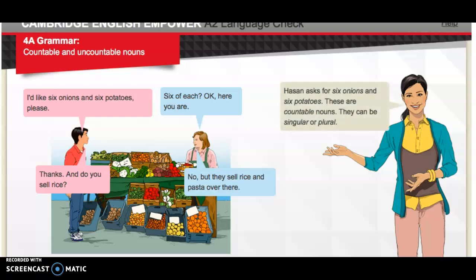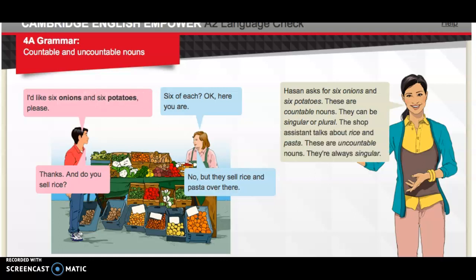Hassan asks for 6 onions and 6 potatoes. These are countable nouns. They can be singular or plural. The shop assistant talks about rice and pasta. These are uncountable nouns. They're always singular.